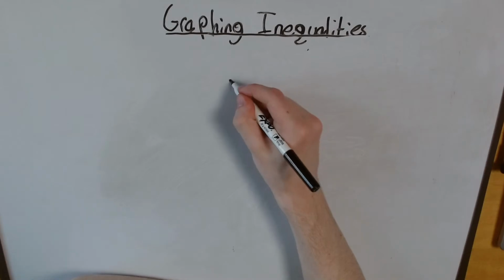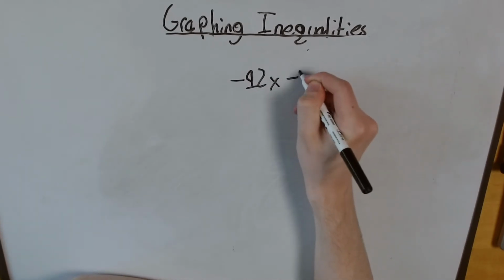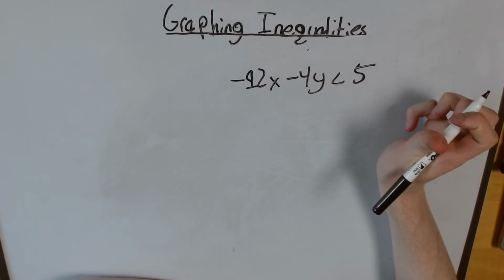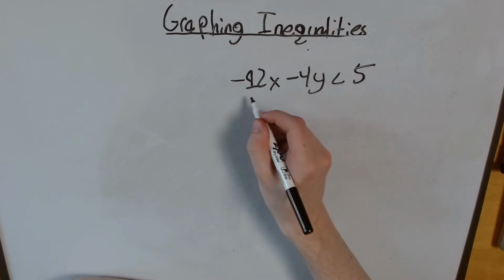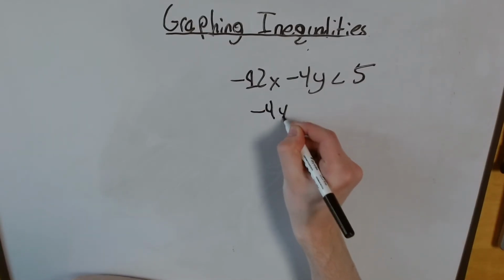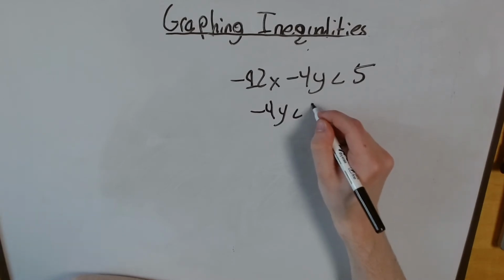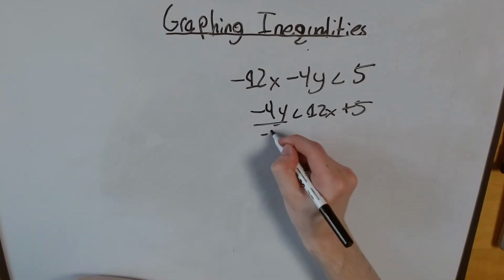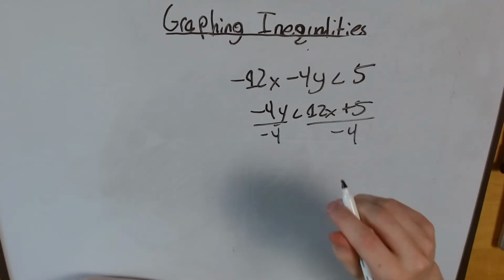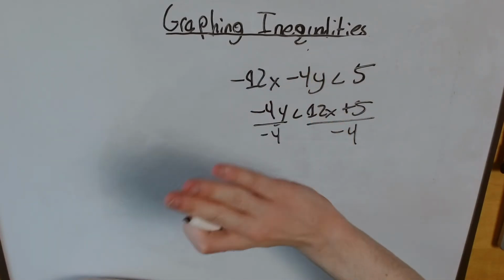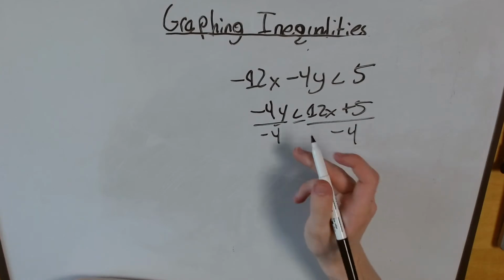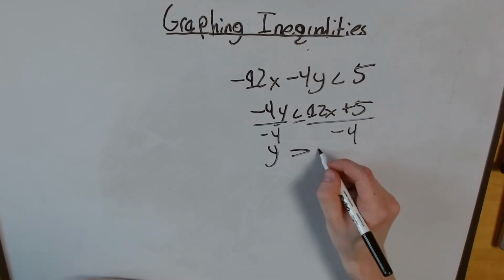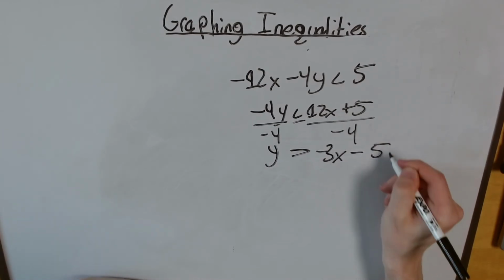All right, so we have negative 12x minus 4y is less than 5. Right. Once again, we're going to want to put this in slope-intercept form. So we need to get that x out of here. We have negative 4y is less than 12x plus 5. I'm going to get that y all by itself, so I'm dividing by negative 4. And remember, when you're dividing by a negative number, you flip the direction of your inequality, right? So here it's facing this direction. Now it's going to face this direction. So y is now greater than negative 3x minus 5/4.